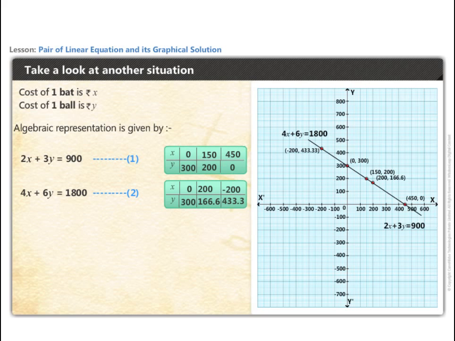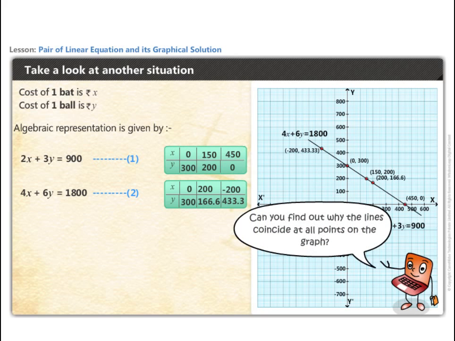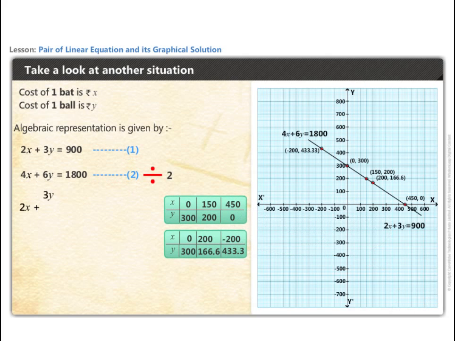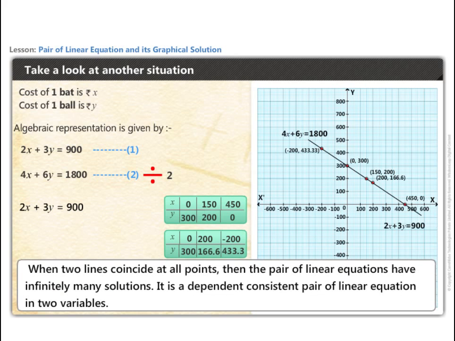Look at the equations carefully now. Can you find out why the lines coincide at all points on the graph? Divide the LHS and RHS of the second equation by 2. We get 2x plus 3y is equal to 900. So, both the equations are equivalent, that is, one can be derived from the other. When two lines coincide at all points, then the pair of linear equations has infinitely many solutions. This also means that it is a dependent, consistent pair of linear equations in two variables.